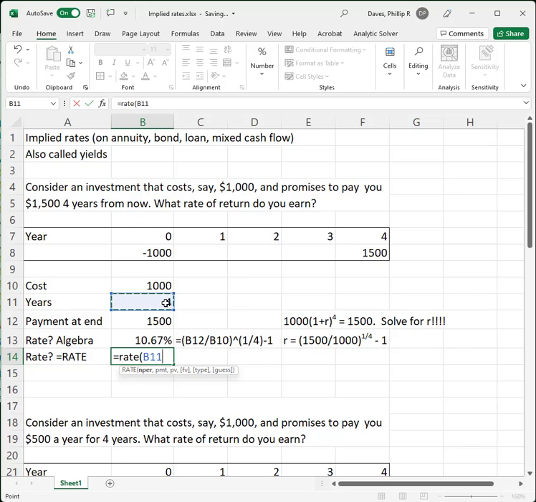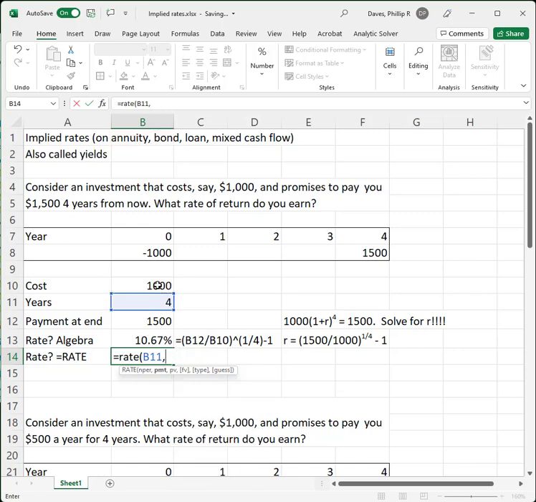Our payment is, well, we need to think about this. Excel is always asking the question, what must I pay in order to get? So in this case, if the cost is $1,000, that means I have to pay $1,000 in order to receive $1,500. So that $1,000 has to be negative in this function.